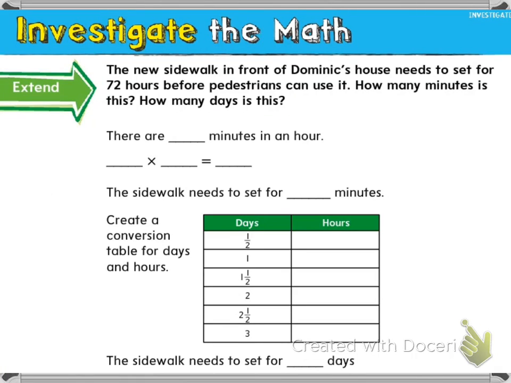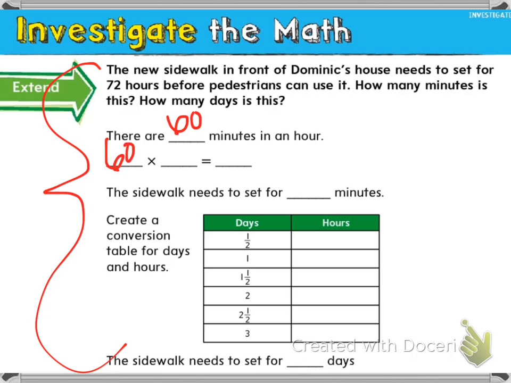Okay, for this next example, we have this question here. The new sidewalk in front of Dominic's house needs to set for 72 hours before pedestrians can use it. How many minutes is this, and how many days is this? We know that there are 60 minutes in an hour. So we need to take 60 times 72 here, and that will give us how many minutes it needs to set. So 72 times 60.